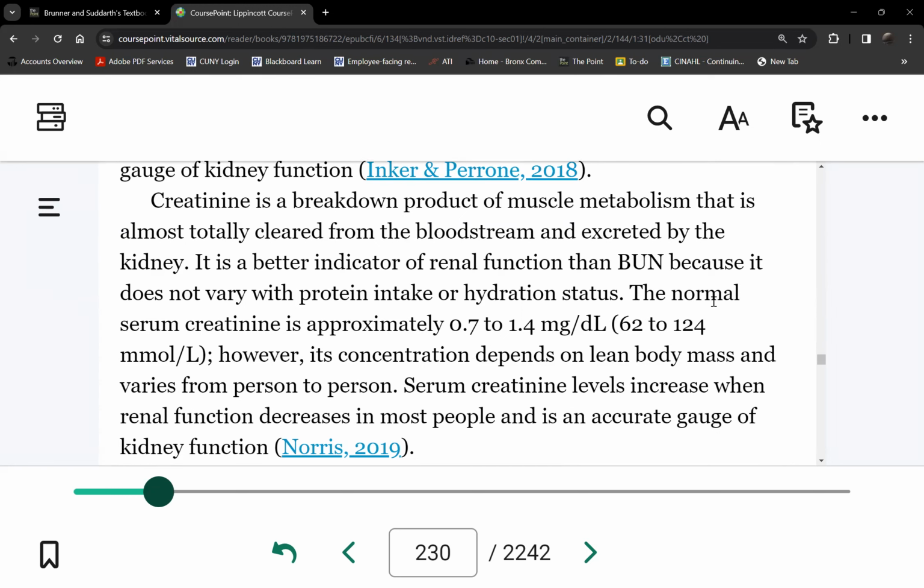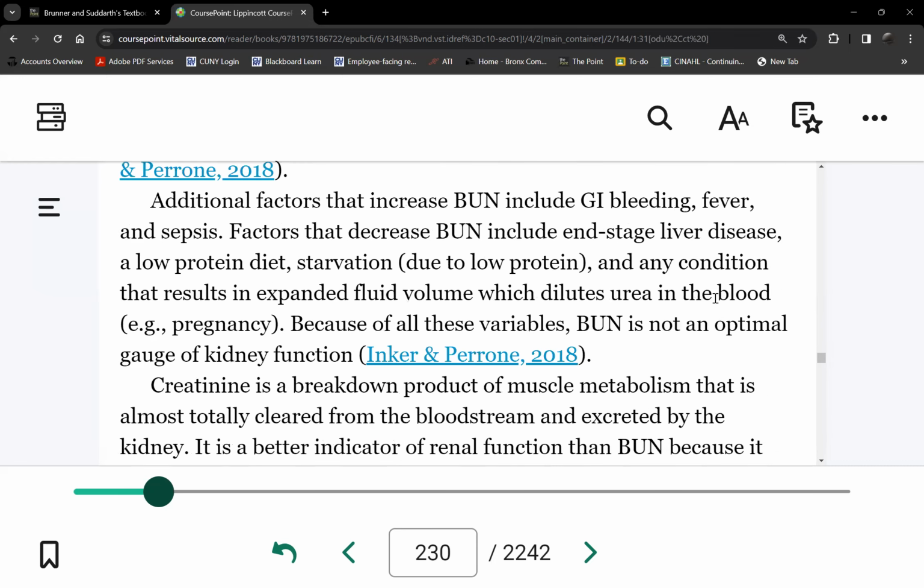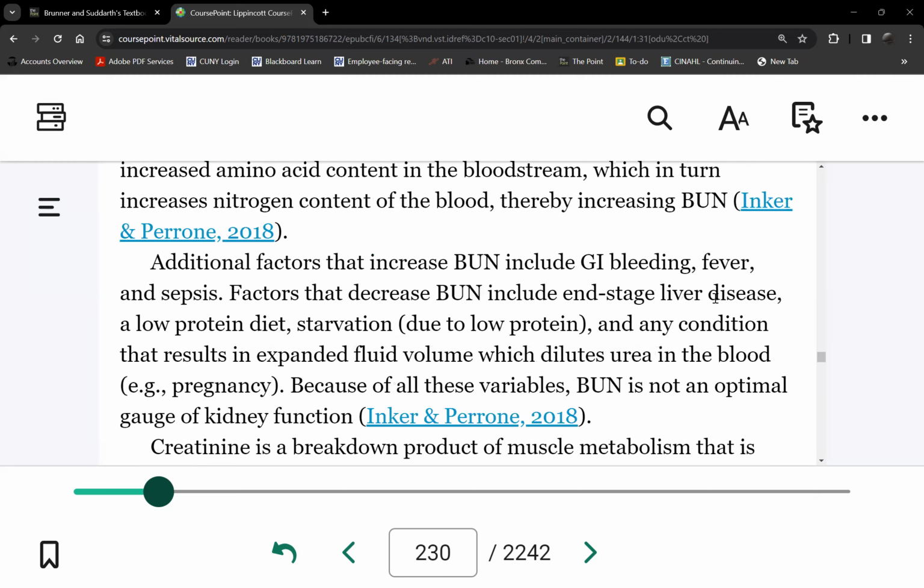So whose job is it to eliminate these two, BUN and creatinine? Kidneys. So are they directly related to the amount of urine you produce? Correct. The more urine you make, the more BUN and creatinine you get rid of. The less urine you make, the less you get rid of.